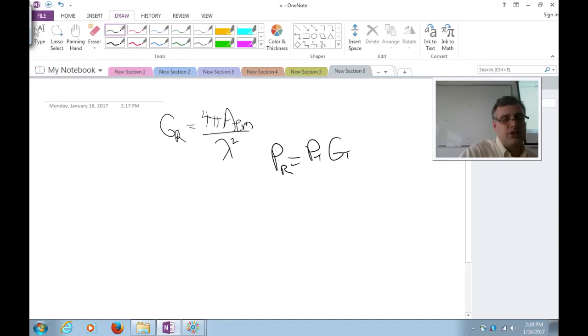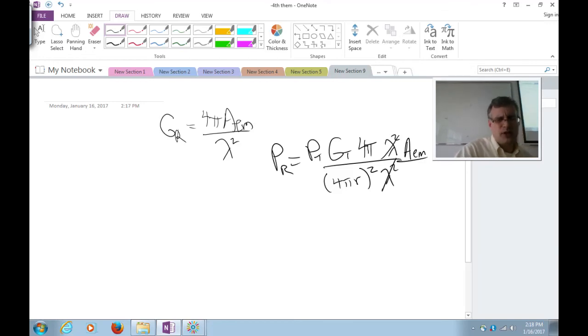PT, GT, 4 pi r quantity squared. I got a lambda squared in the numerator, lambda squared in the denominator that cancel, and I have this electromagnetic aperture in meters squared. So think of this as a broadcast to directional link.